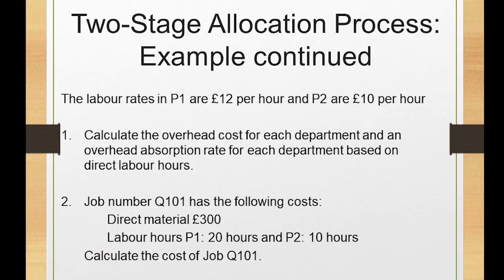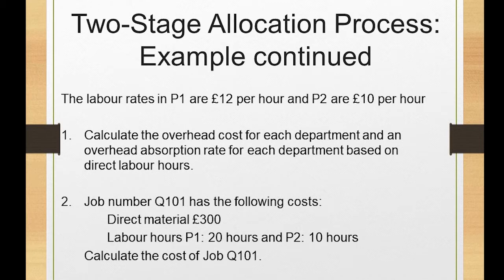The labor rates in P1 are £12 per hour and in P2 are £10 per hour. Requirement 1: calculate the overhead cost for each department and an overhead absorption rate for each department based on direct labor hours. Both departments will be using direct labor hours. Sometimes it happens that one department would be using labor hours and the other department would be using machine hours. So that's requirement 1, which we will be dealing with overheads mainly.